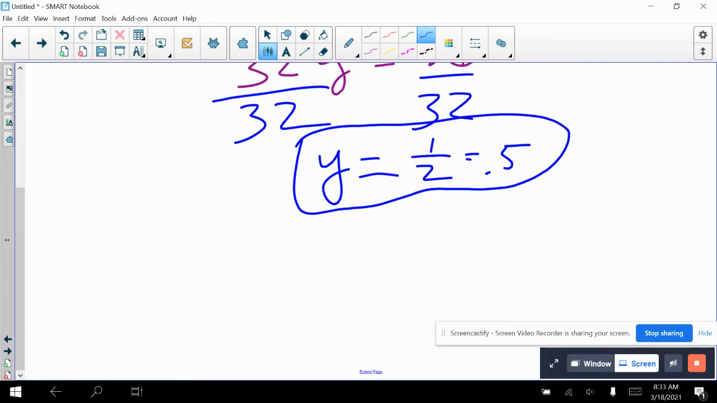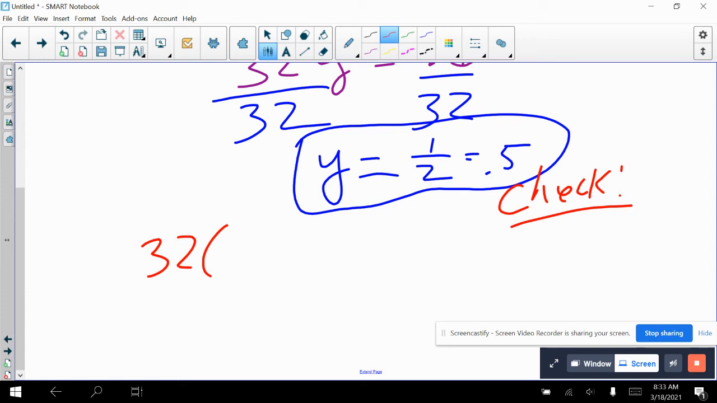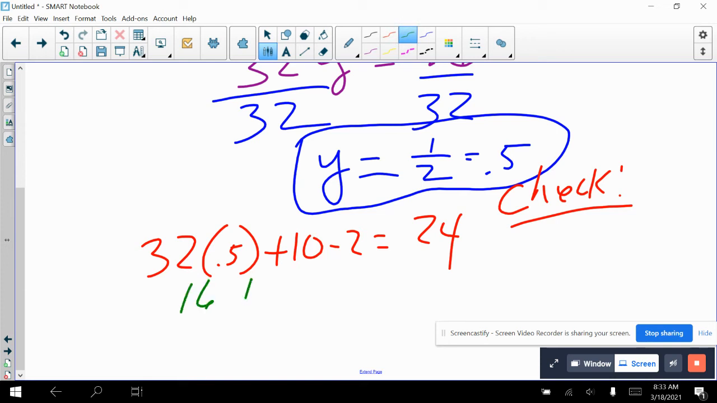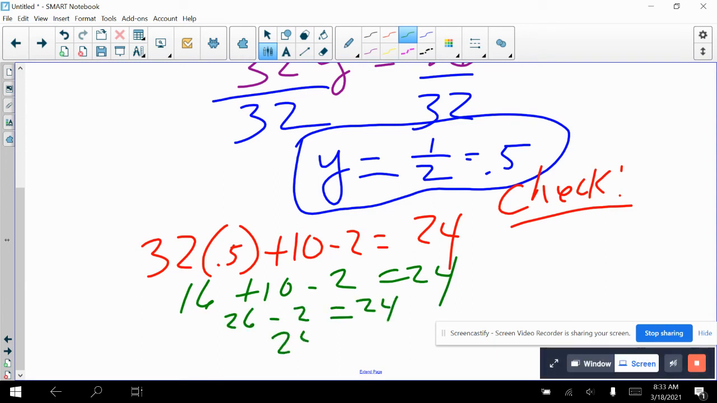And obviously we go check it. We always have to check. You can do the fraction thing, you can do the decimal thing, whatever you want. So half of that is 16 plus 10 minus 2. 26 minus 2 is equal to 24. 24 is equal to 24.